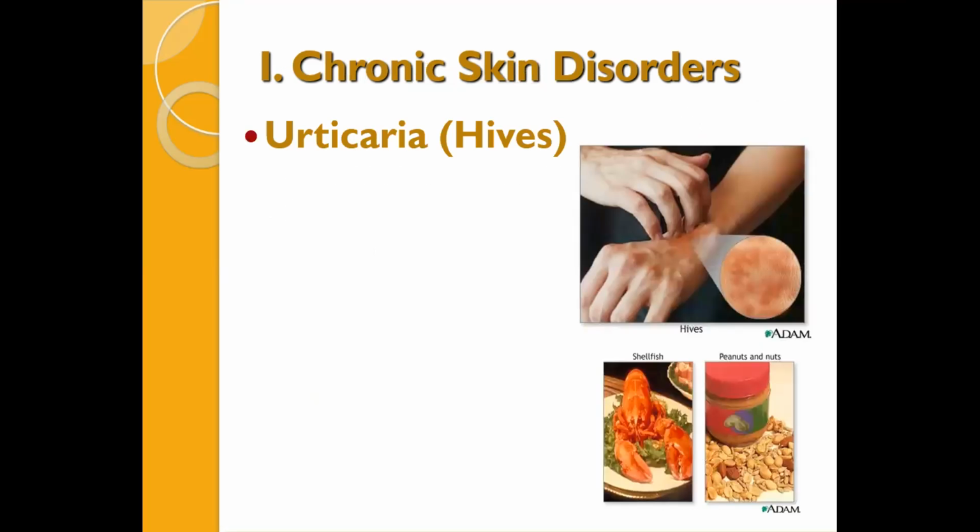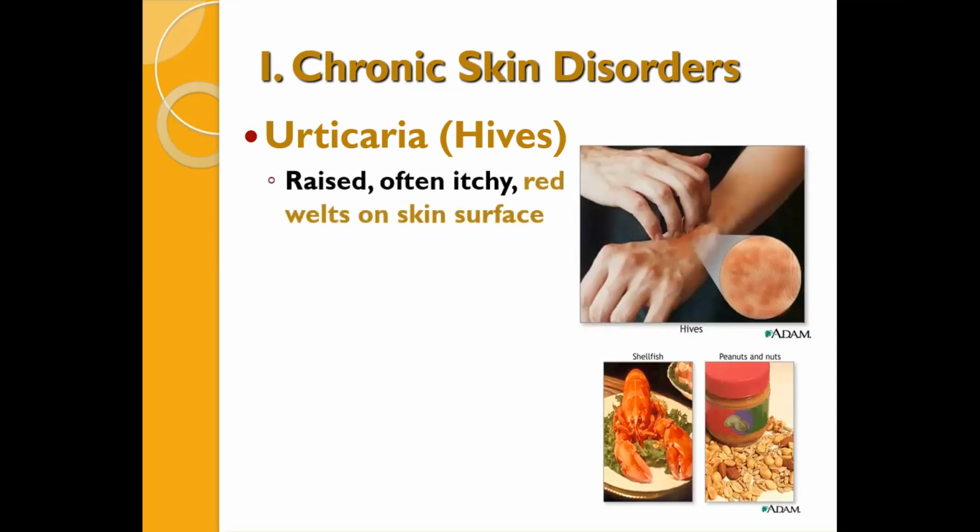Okay. Let's go to chronic skin disorders. Let's talk about hives. Urticaria. Hives are typically identified as red welts on the skin surface. They can be triggered by various things like allergens. Allergens are things that cause allergies. They can also be caused by temperature changes. They can be caused by stress.